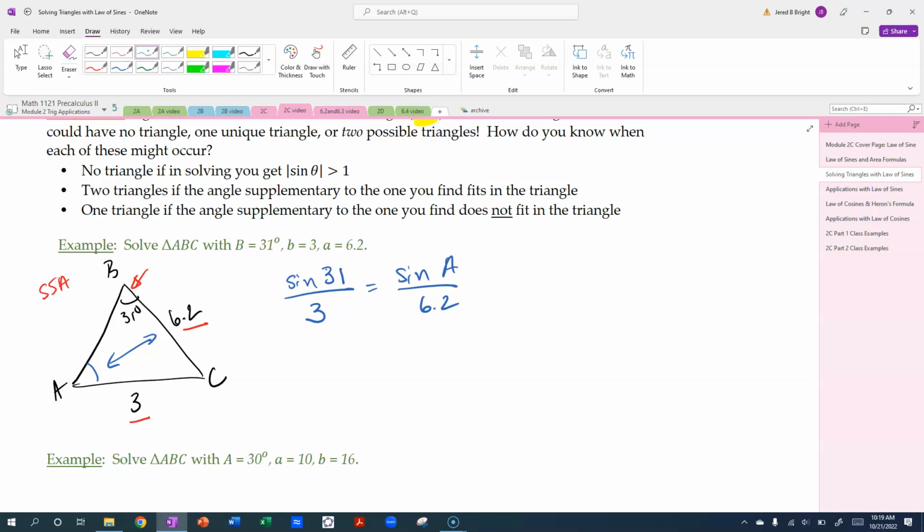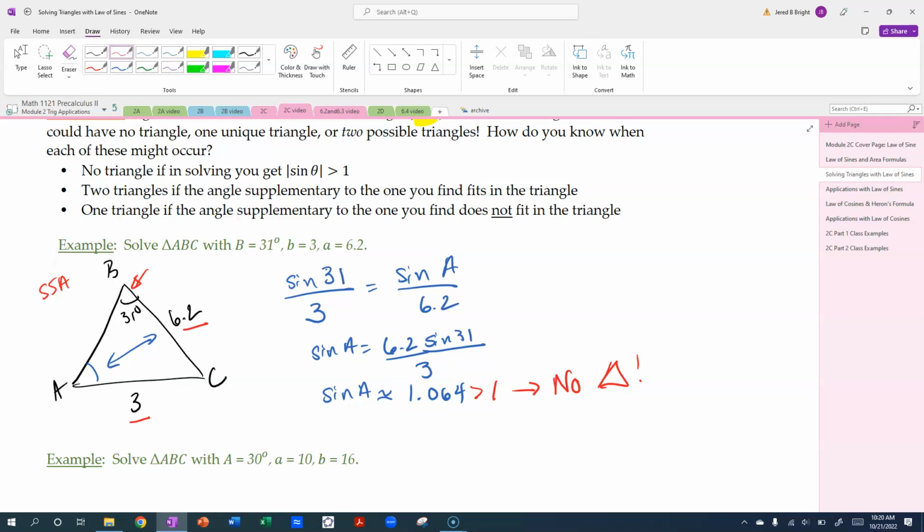So I would go through this and I'd say, sine of A is equal to 6.2 sine of 31 over 3, and then if I simplify this, sine of A is approximately, if I'm rounding, 1.064, and this is greater than 1, so that automatically means there's no triangle. No triangle, okay? Remember, for sine, we have to be between -1 and 1, okay? So no triangle exists here.